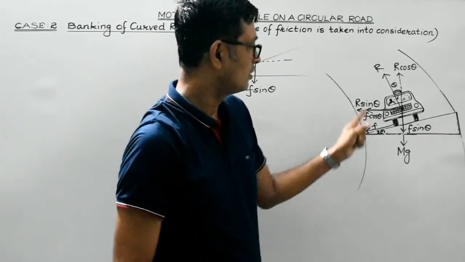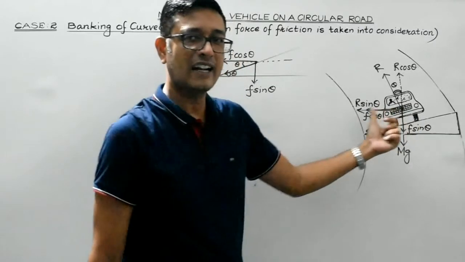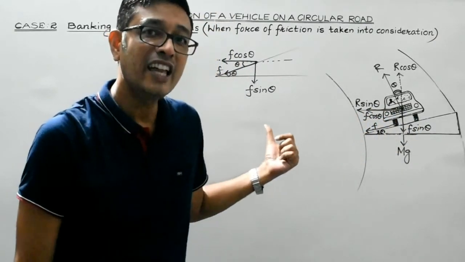Now let's try to construct the equations. Again I am repeating, students, concentrate on R sin theta and F cos theta. Both are acting in the same direction, that is in the radially inward direction.